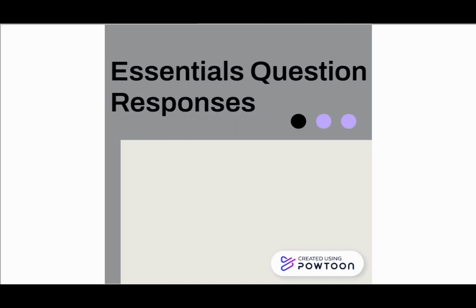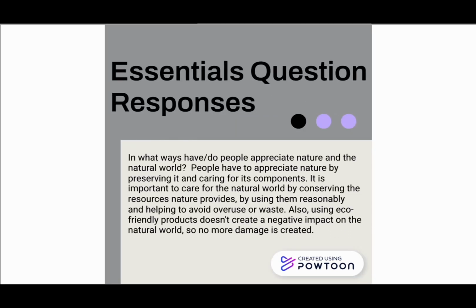Another example is, in what ways do people appreciate nature and their natural world? People have to appreciate nature by preserving it and caring for its components. It is important to care for the natural world by conserving the resources nature provides, by using them reasonably and helping to avoid overuse or waste. Also, using eco-friendly products doesn't create a negative impact on the natural world, so no more damage is created.